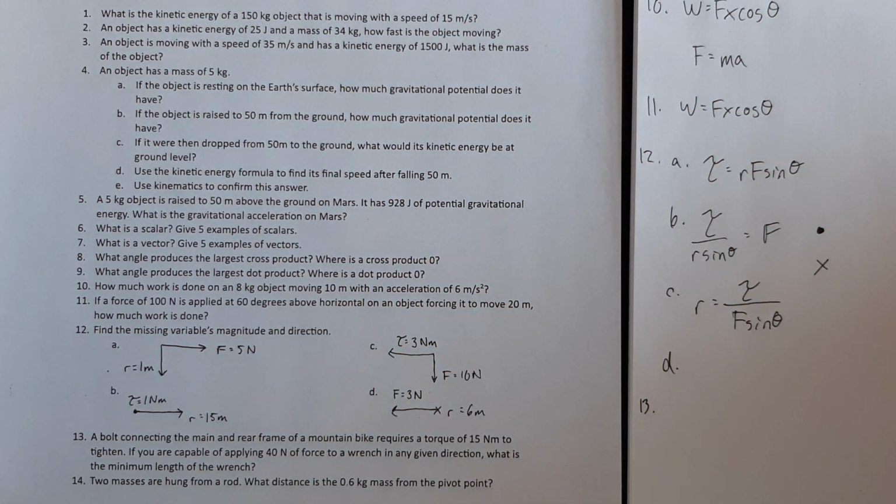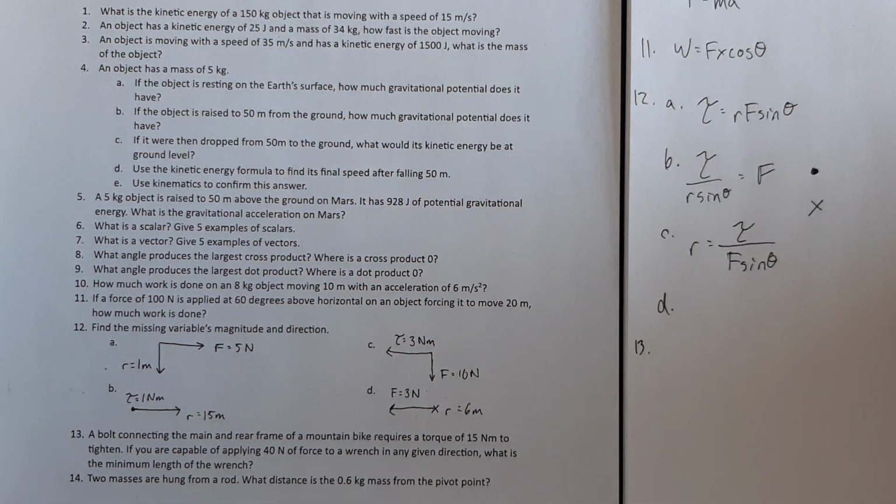Number 13. The light's off. That's okay, I opened the window, planned ahead. Look at me go. 13: a bolt connecting the main and rear frame of a mountain bike requires a torque of 15 newton meters to tighten. If you're capable of applying 40 newtons of force to a wrench in any given direction, what is the minimum length of the wrench?